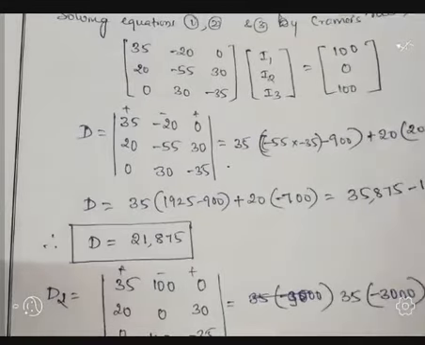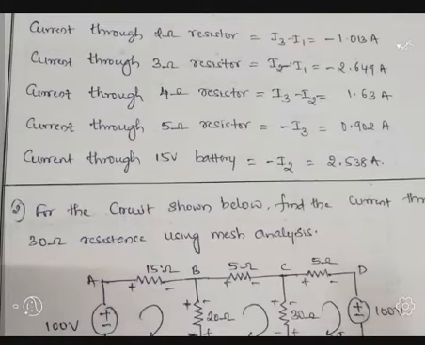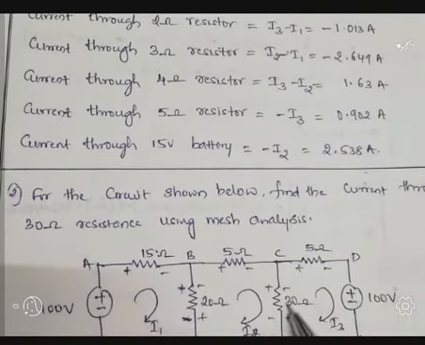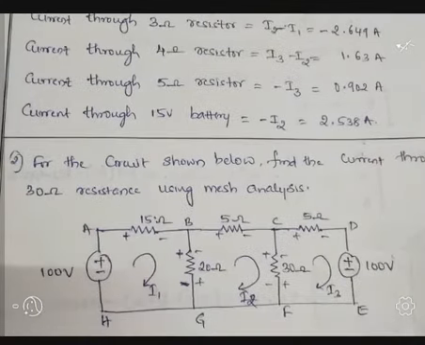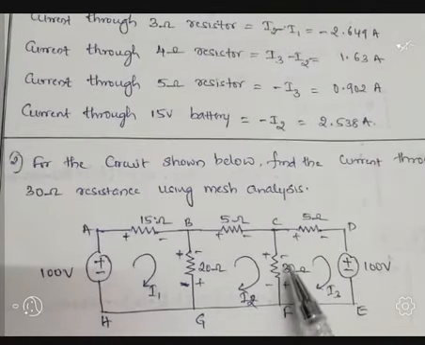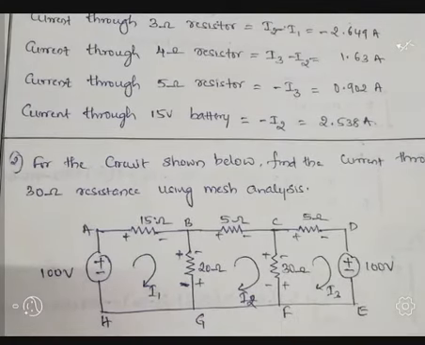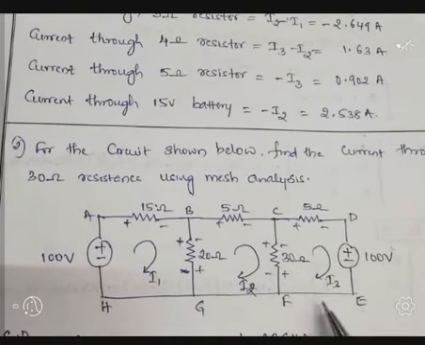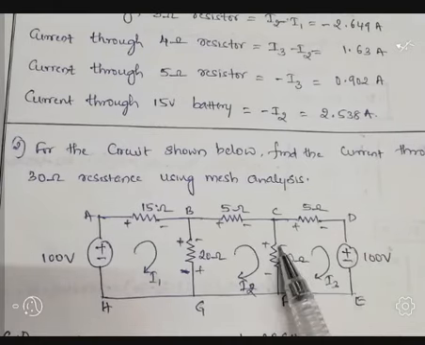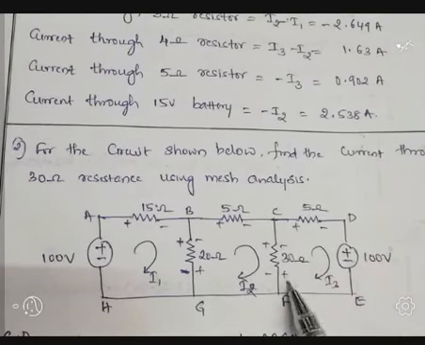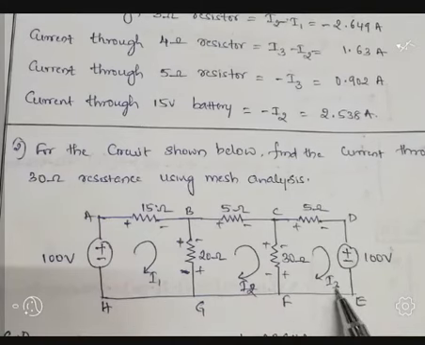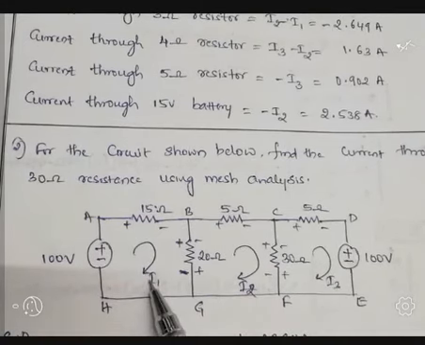What is the question in this example? It is asking to find the current through the 30 ohm resistance. How much current is flowing in this branch? I3 and I2 we have to find, nothing but minus I3 and plus I2. I2 minus I3 we have to calculate. So we need only the currents I2 and I3. Is it necessary to calculate I1? No, not necessary.